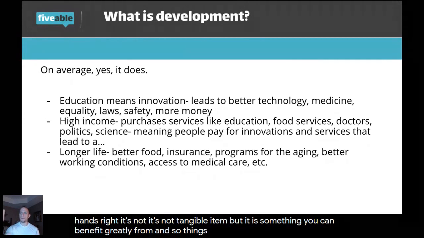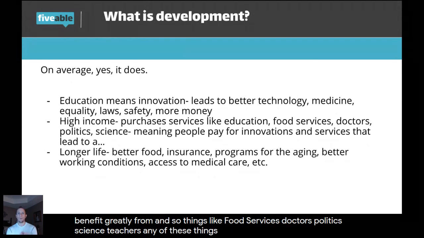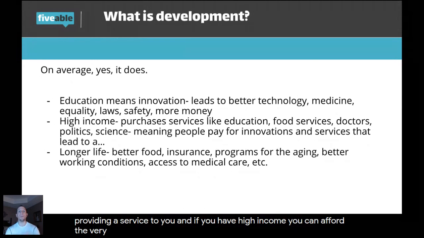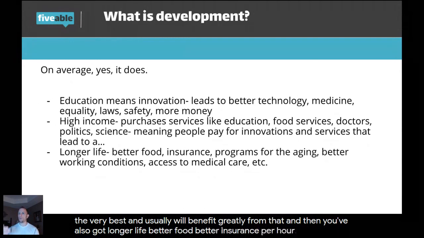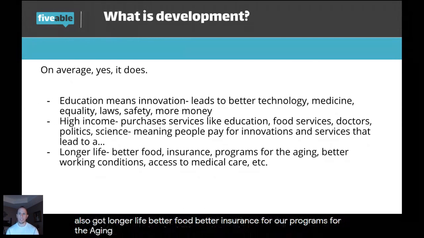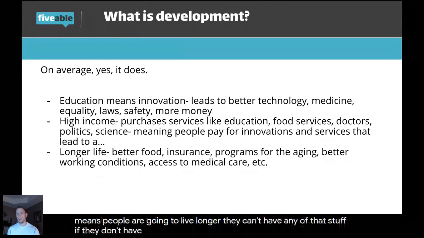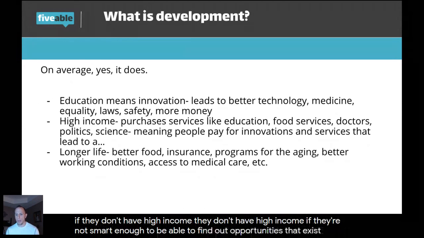And so things like food services, doctors, politics, science, teachers, any of these things, they are people who are providing a service to you. And if you have high income, you can afford the very best and usually will benefit greatly from that. And then you've also got longer life, better food, better insurance programs for the aging, better living conditions, as well as access to medical care means people are going to live longer. They can't have any of that stuff if they don't have high income. They don't have high income if they're not smart enough to be able to find out opportunities that exist. And all these things are connected. That's the point I'm trying to make.